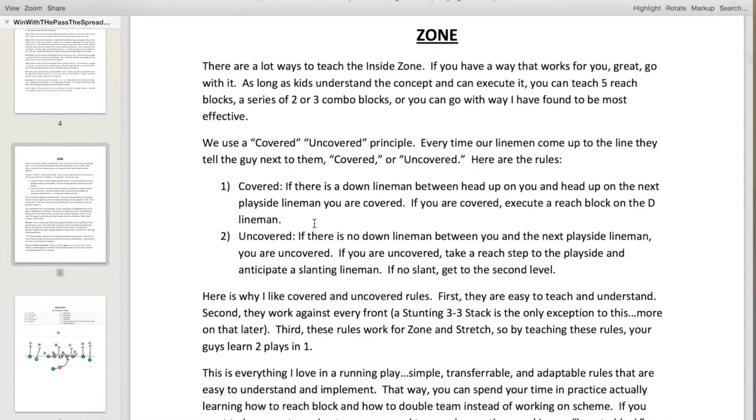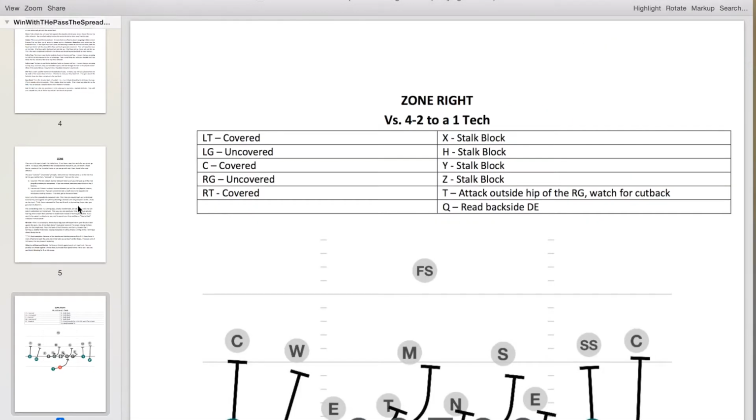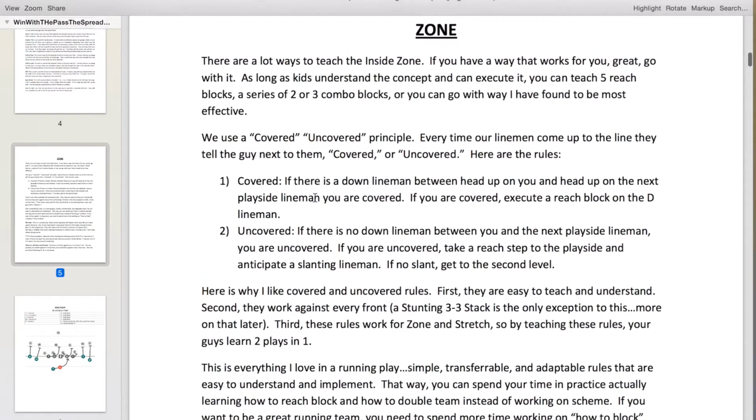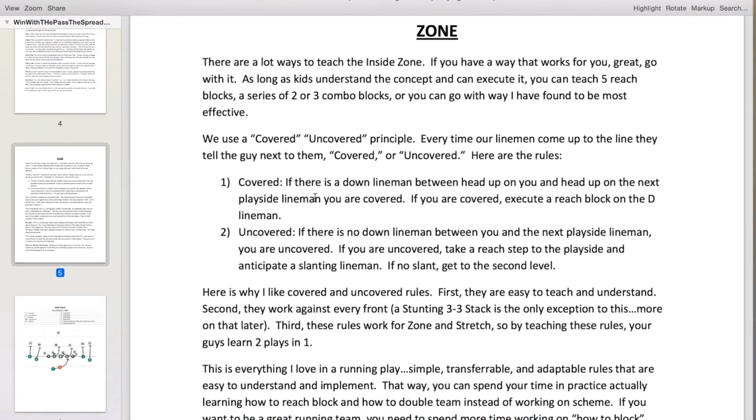Let's go through the concept and some ideas on the chalk. Again, I'm in the playbook, on page 5 actually, and we're going to go through inside zone. Like I said at the beginning, I'm going to talk about ways that I have found to teach it successfully.